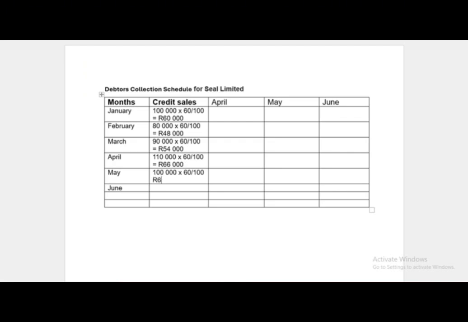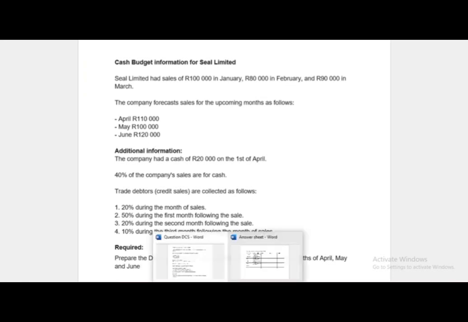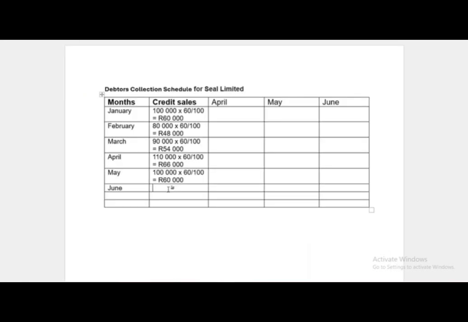60,000 rand. Okay. And then it's equal to 60,000 rand. And then for June, let's see how much the total sales for June are. The total sales for June is 120,000. So we go to our answer sheet, and we say 120,000, you multiply by 60, you divide by 100.